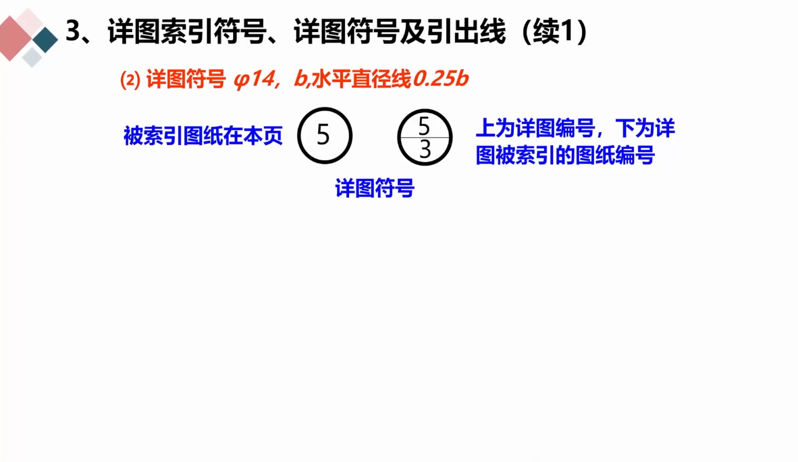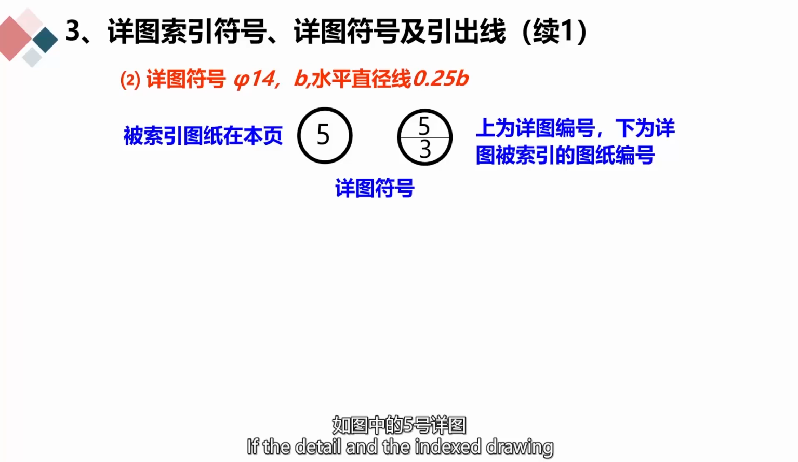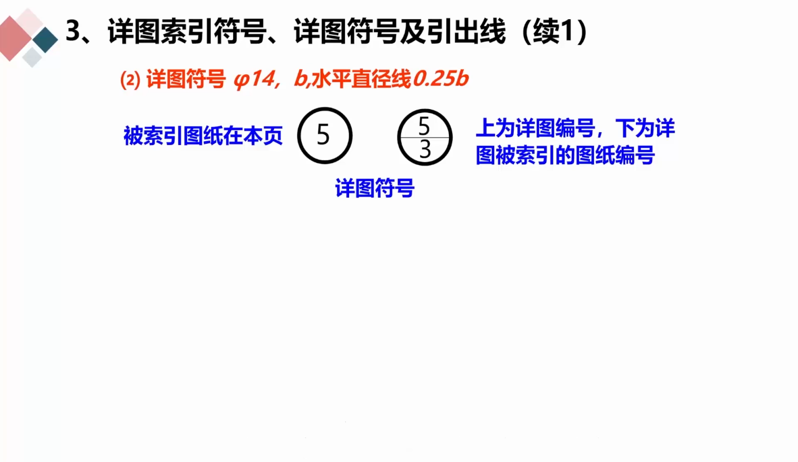If the detail and the indexed drawing are not on the same sheet of paper, a horizontal thin solid line can be drawn inside the detail symbol. The detail number is noted in the middle of the upper semicircle, and the number of the indexed drawing is noted in the middle of the lower semicircle, such as the detail symbol of 5/3 in the figure.